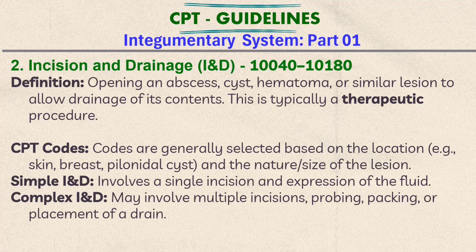The definition of incision and drainage is opening an abscess, cyst, hematoma or similar lesion to allow drainage of its contents. This is typically a therapeutic procedure. The CPT codes are generally selected based on the location, for example skin, breast, or perinephric, and the nature or size of the lesion. For example, simple I&D means involving a single incision and expression of the fluid. Complex I&D may involve multiple incisions, probing, packing, or placement of a drain.